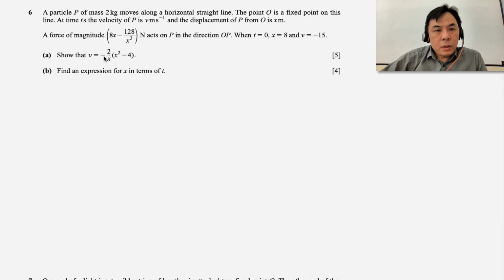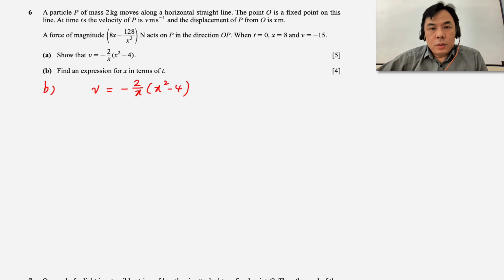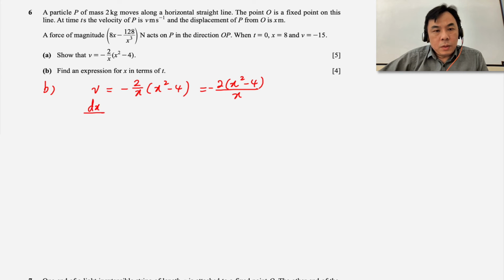Alright, once we have obtained the velocity function in terms of x, we're going to obtain the expression for x in terms of t using the relationship of a rate of change in displacement, right? So we have here for B, the velocity is equal to negative 2 over x times (x squared minus 4). All right, now of course you can rewrite that as negative 2(x squared minus 4) over x here. And then we know that velocity is given as rate of change in displacement, that is dx/dt.